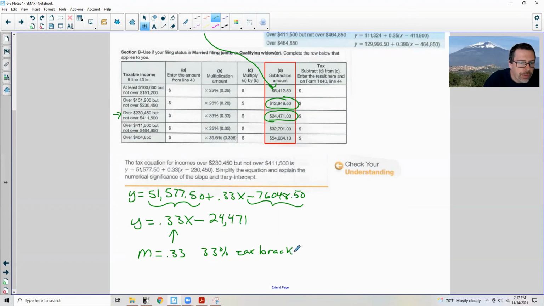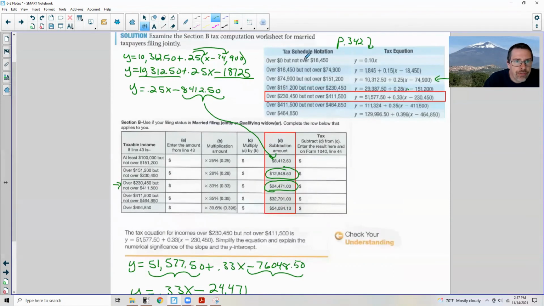You're paying 33% tax on the amount that is over 230,000 but not over 411. You're paying a lesser amount, which is this amount here. This is actually the 10% for the first 18,450, and then it's 15% of this fraction, 25% of this amount in this bracket, 28% of this, and then finally 33% of that over. So you're paying the pieces of percent, and that's what these formulas are calculating.